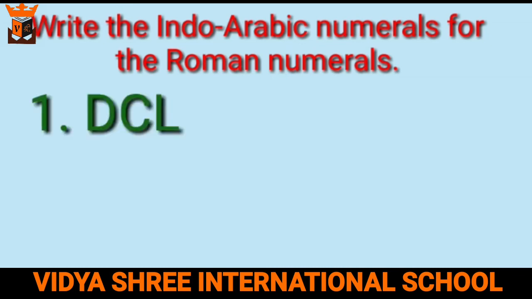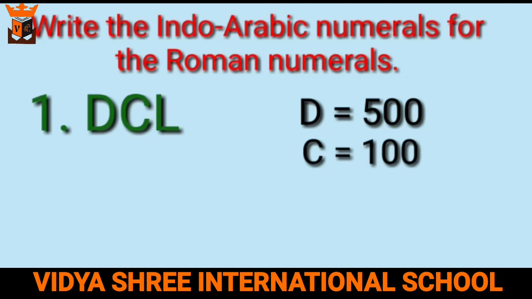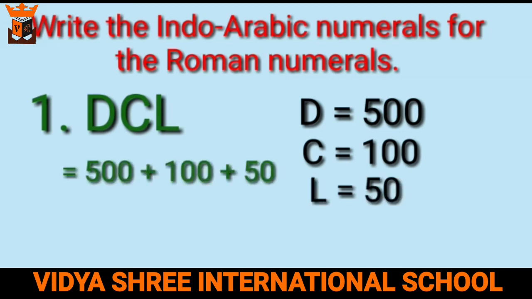Now let us write the Indo-Arabic numeral for the given Roman numerals. First one is DCL. D stands for 500, C stands for 100, and L stands for 50. So 500 plus 100 plus 50 is equal to 650.